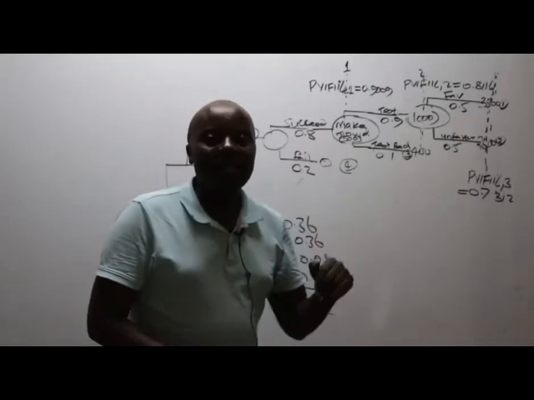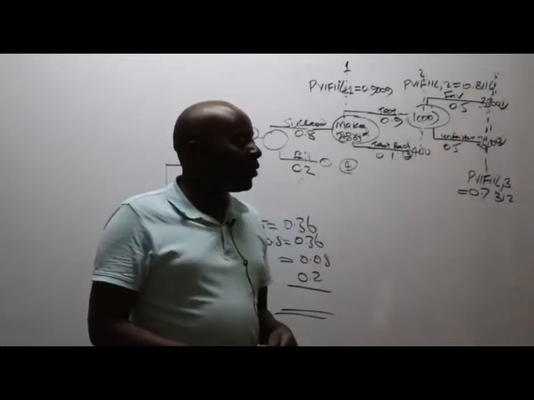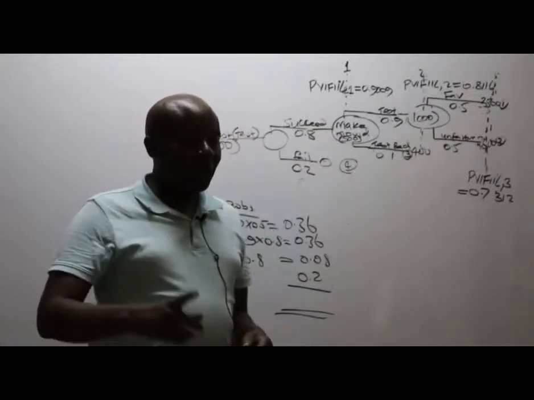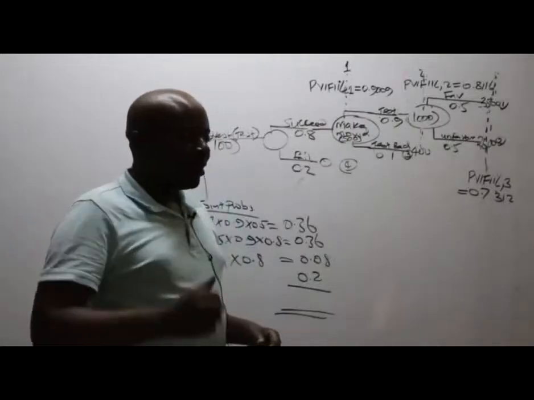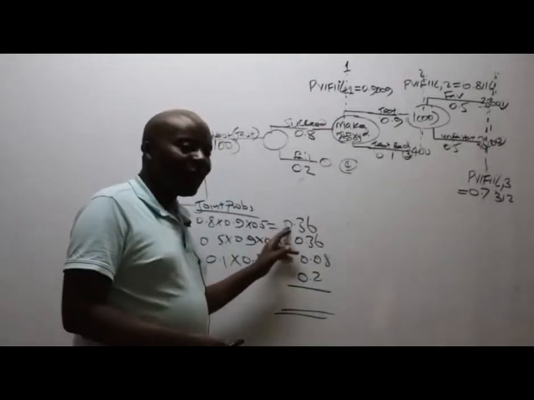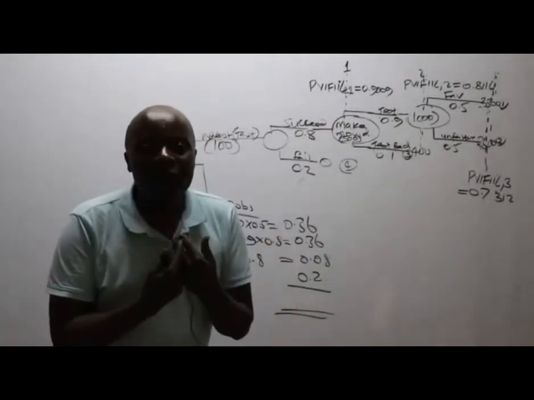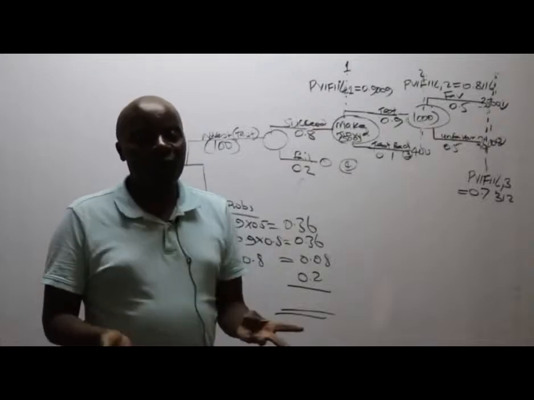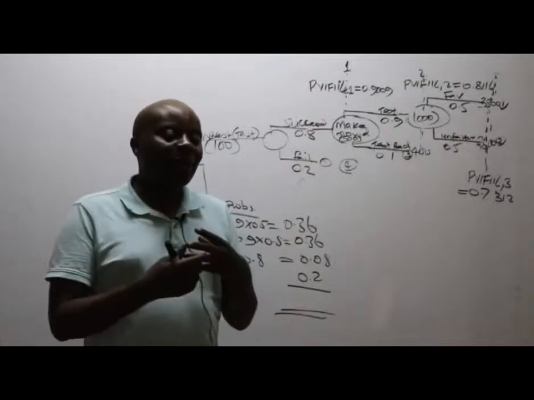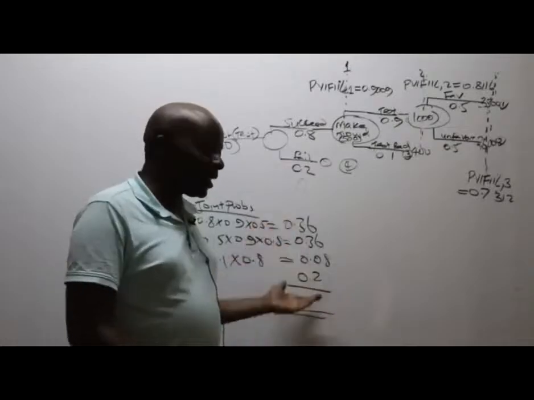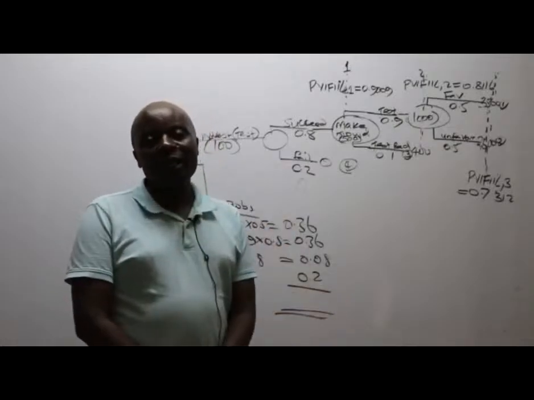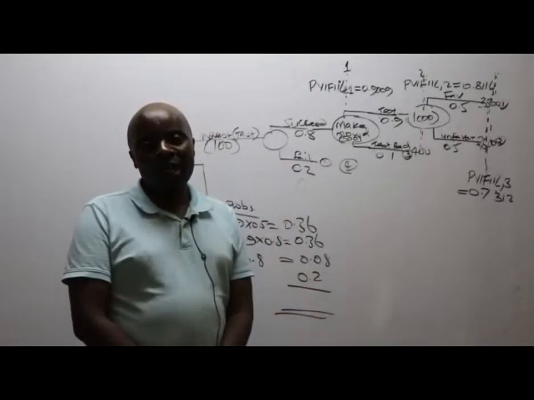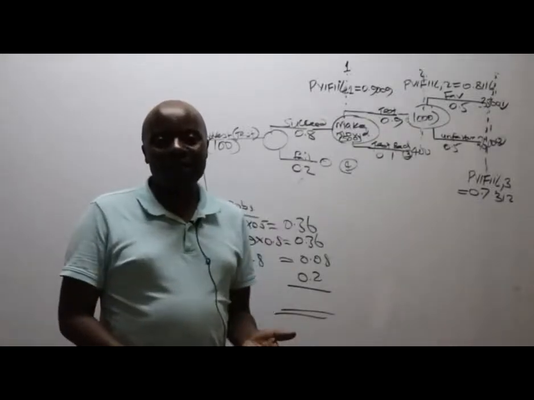When you add, you must get a total of 1. But in an exam, you should never try to confirm figures. What if you try to confirm whether they're adding up to 1 and then you realize they're not adding up to 1? What will you do? And you don't have time to go back and correct.